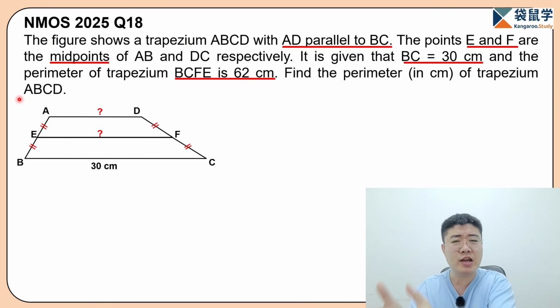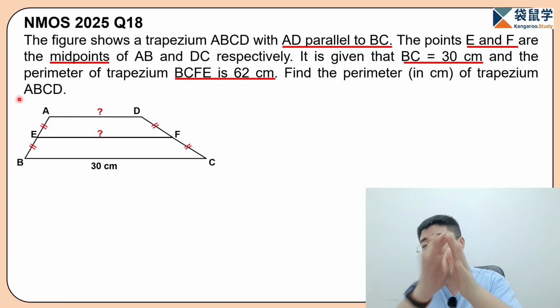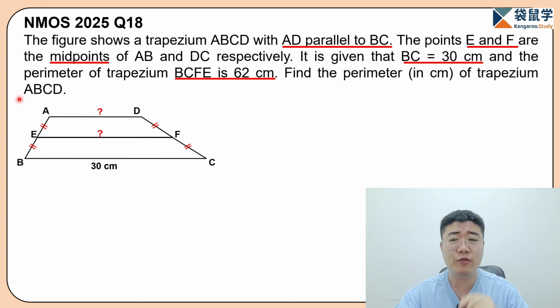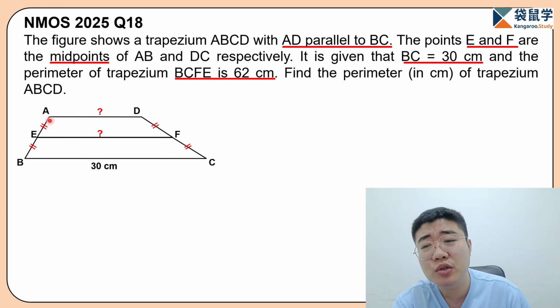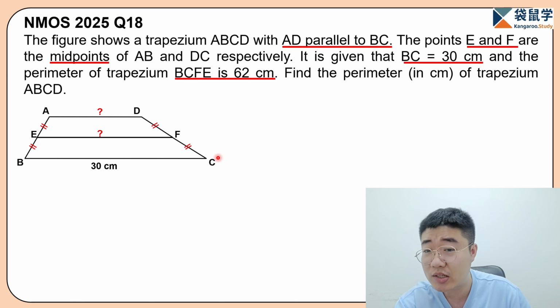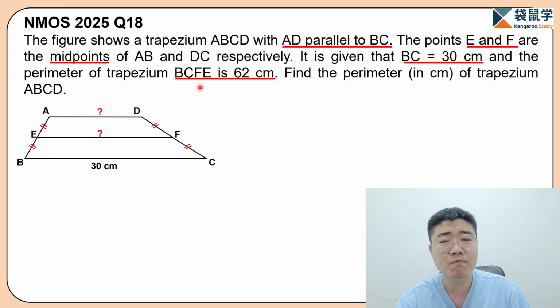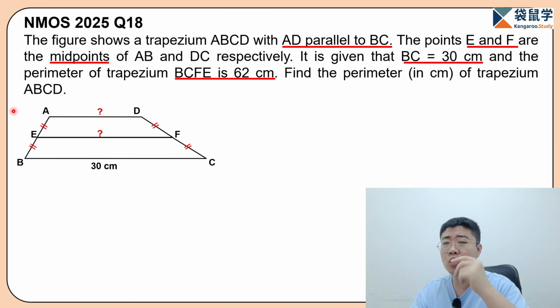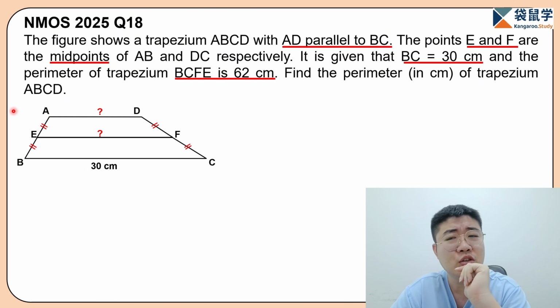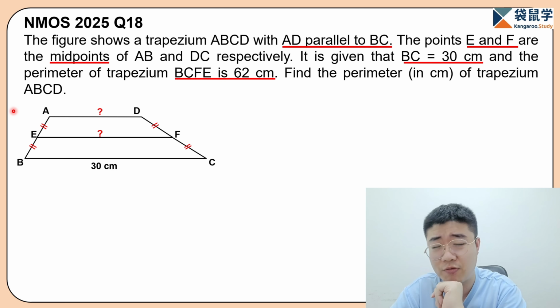They didn't give us any relationship between these lines here, but later on when we try to find the perimeter of ABCD, definitely we need to know what AD is, what BC is, what CD is and what AB is. So of course, in order to do this, let's make use of the information that we already have.